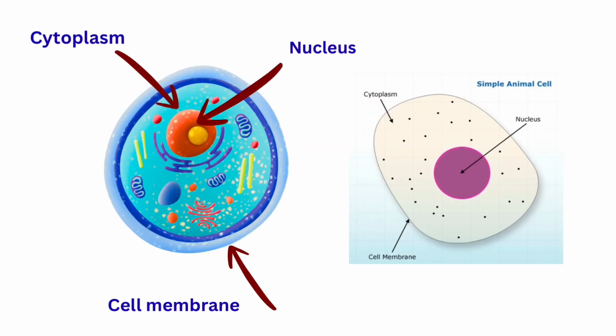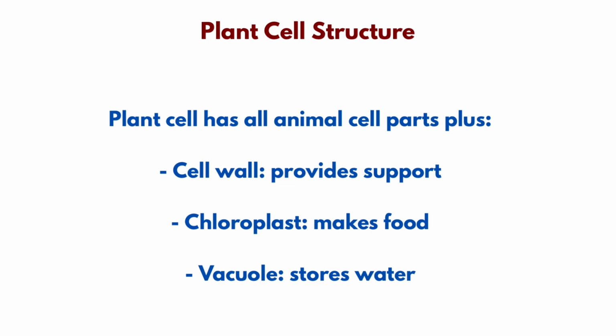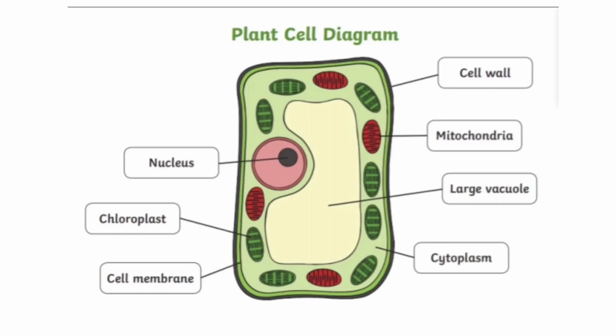The plant cell has all the animal cell parts plus a cell wall that provides support, a chloroplast that makes the food, and a vacuole that stores the water. Okay, see the plant cell diagram here: the nucleus, chloroplast, cell membrane, cytoplasm, large vacuole, mitochondria, cell wall.